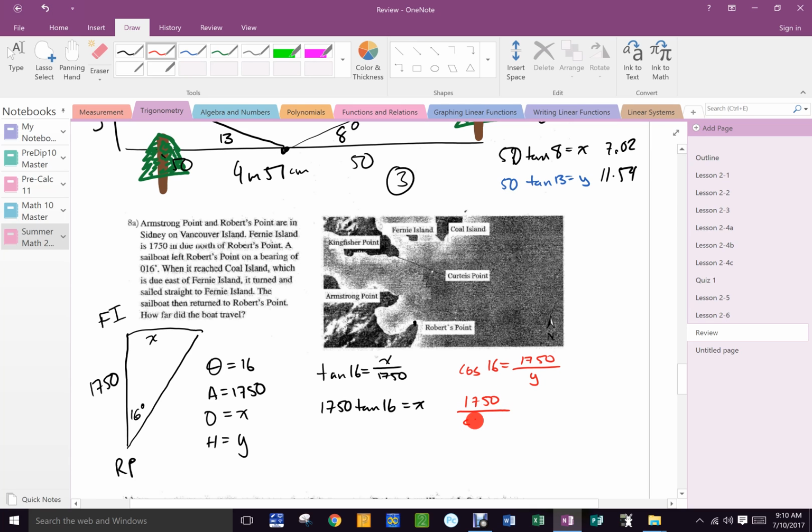So 1750 divided by cos 16 equals y, because it's adjacent over hypotenuse. Everybody cool? And then what do I do with x, y, and 1750 to answer the question? x plus y plus 1750 equals the answer. I haven't done any of the math, obviously. So what's the answer? I'll do it right now while you guys are writing down what you did.